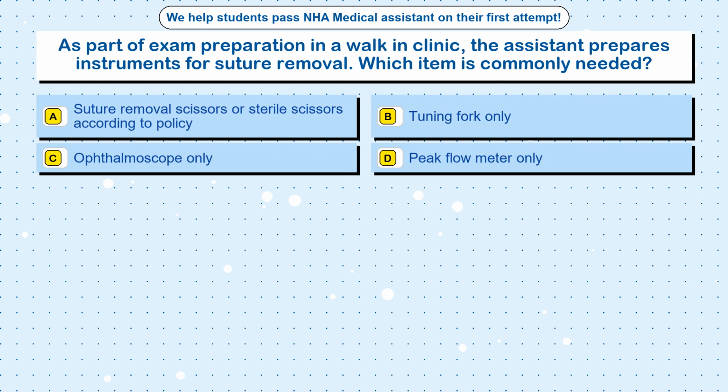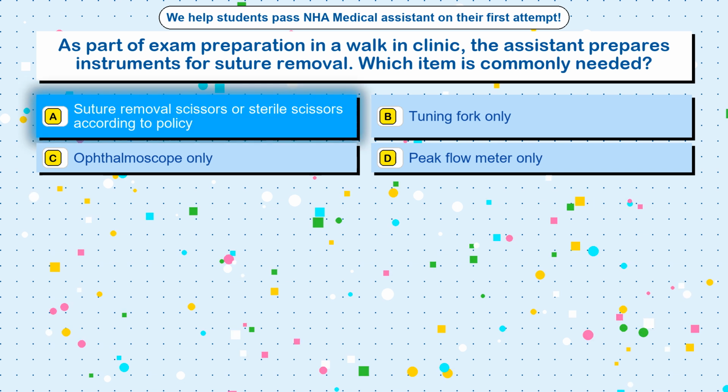Question 70. As part of exam preparation in a walk-in clinic, the assistant prepares instruments for suture removal. Which item is commonly needed? Option A. Suture removal scissors or sterile scissors according to policy. Option B. Tuning fork only. Option C. Ophthalmoscope only. Option D. Peak flow meter only. The correct answer is option A.